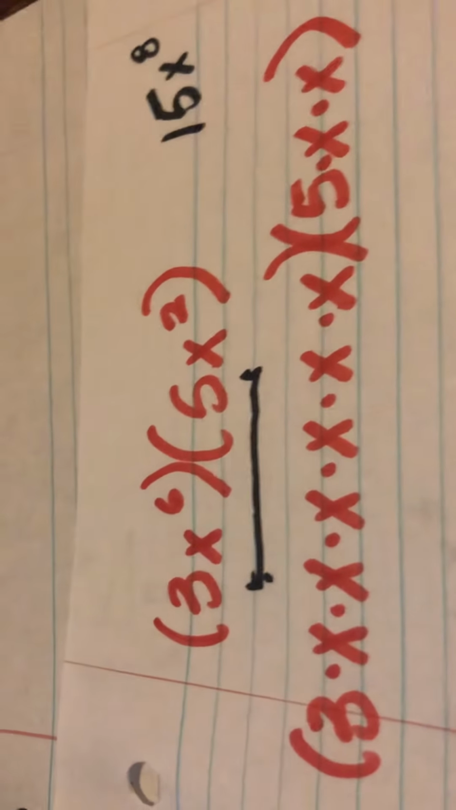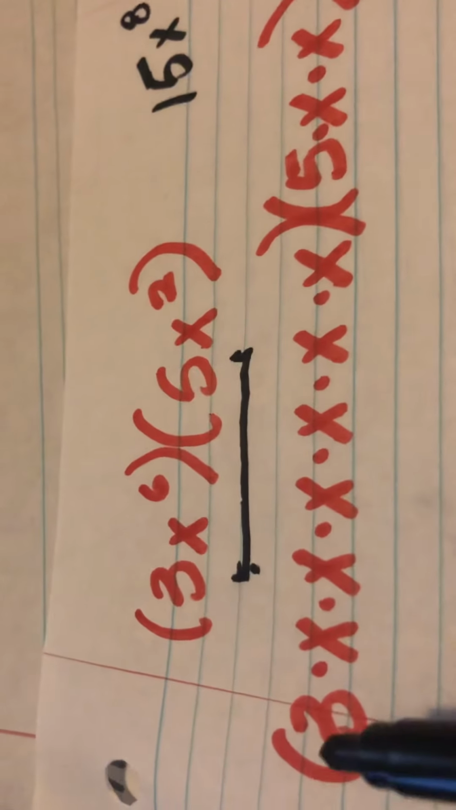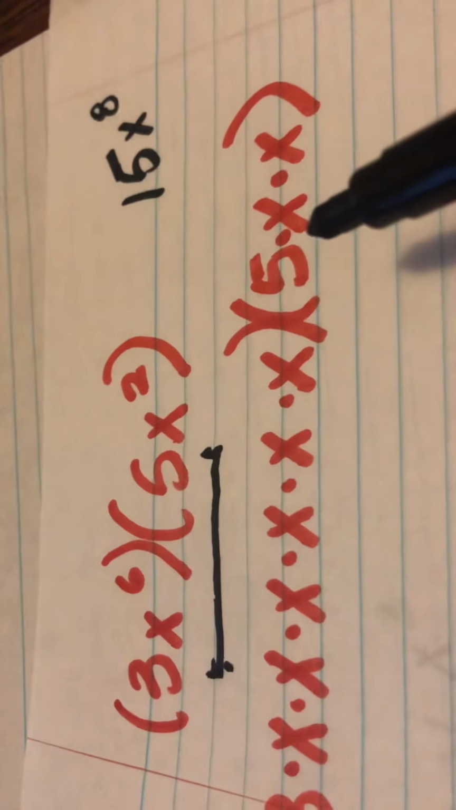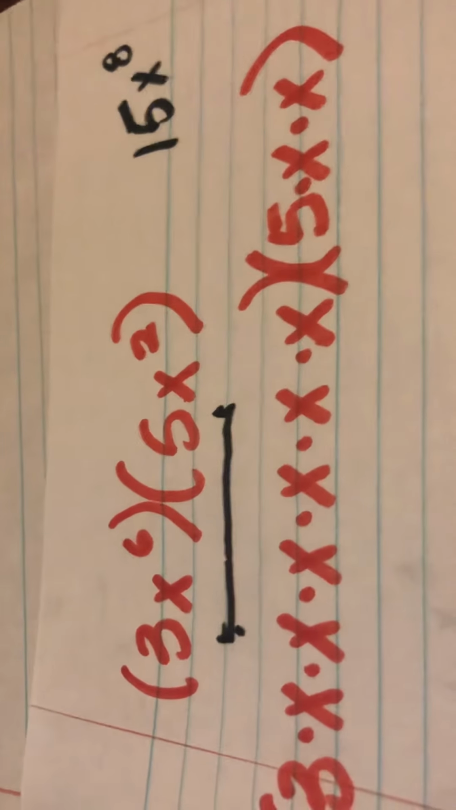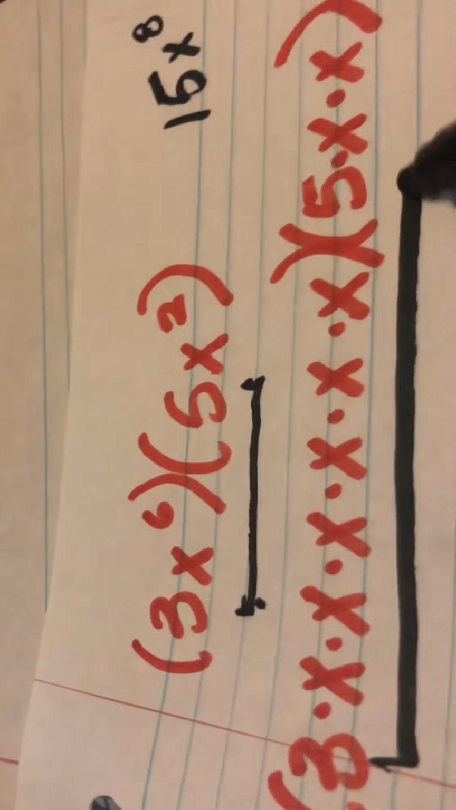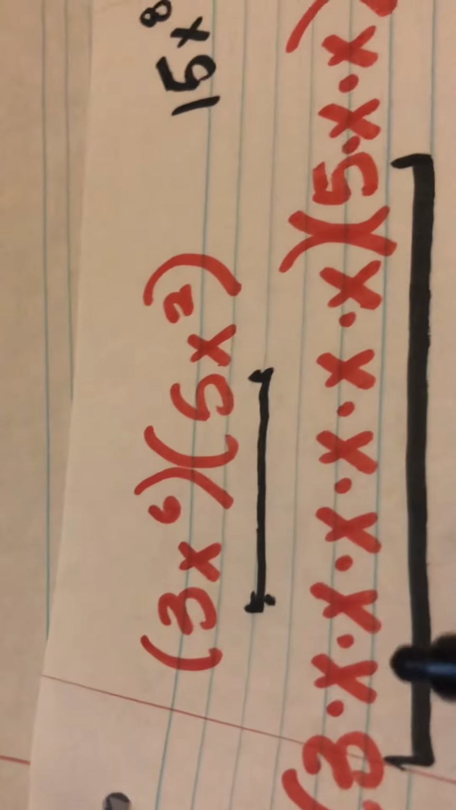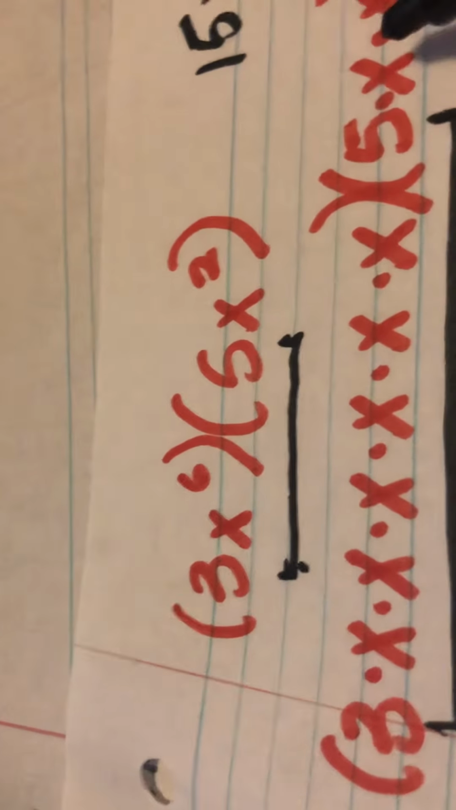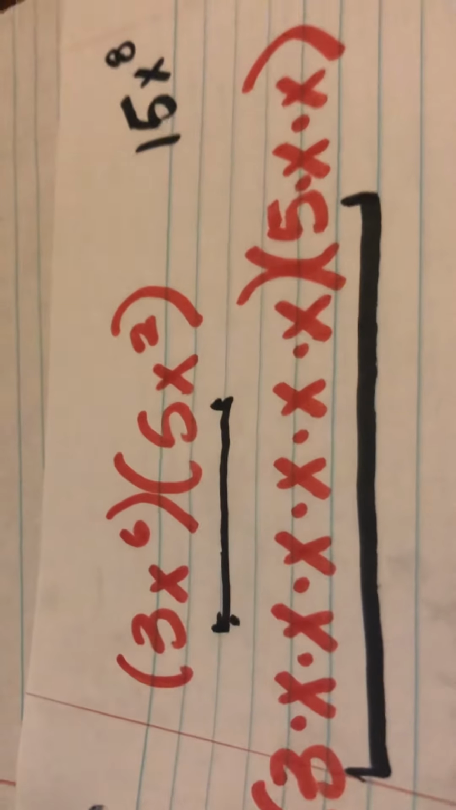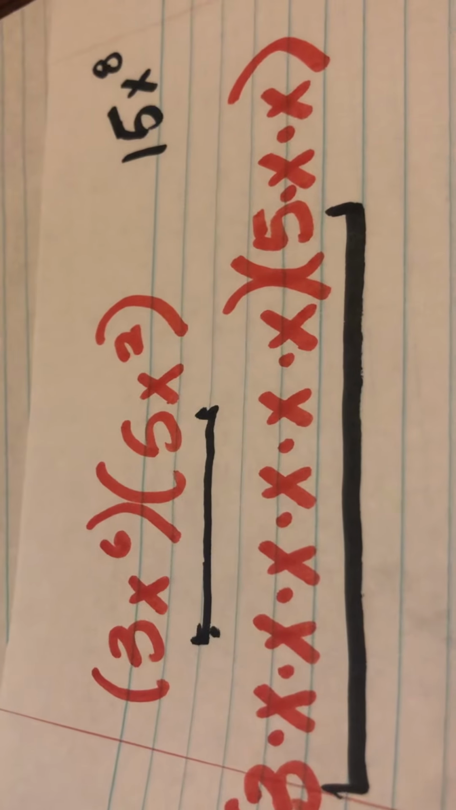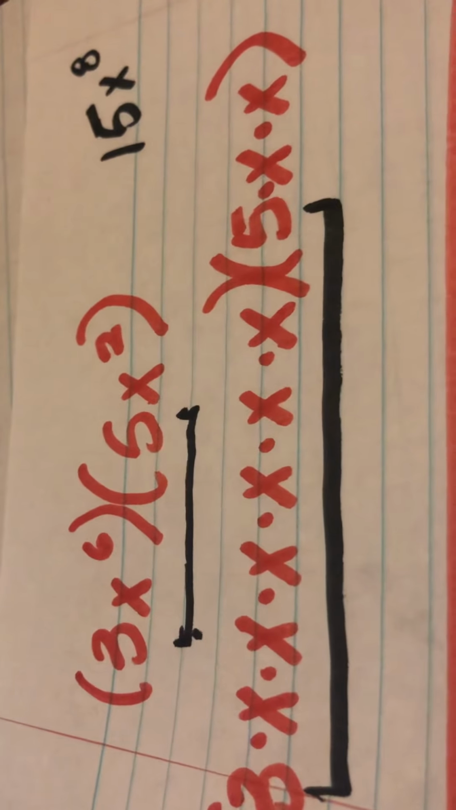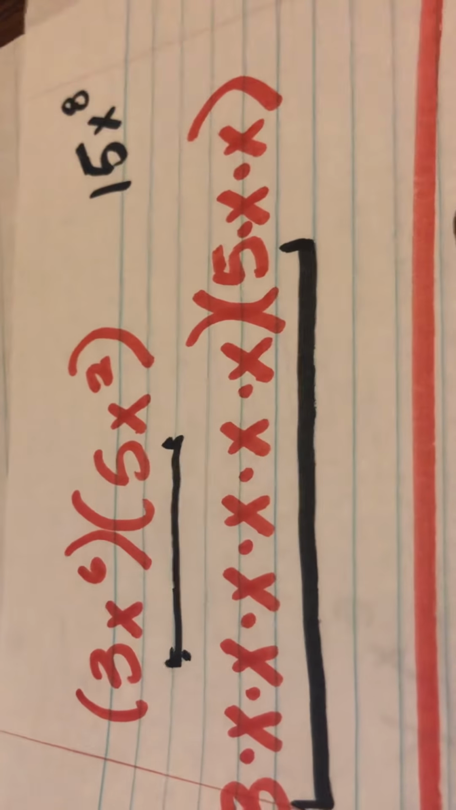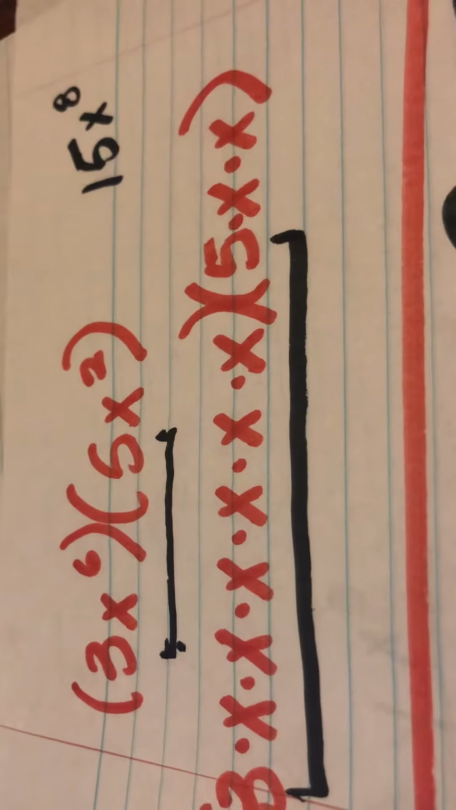If I was to break apart 3x to the 6th power, it would look like this: 3 times x times x times x times x times x times x. And the 5x to the 2nd power would be 5 times x times x. So same thing. We multiply the 3 and the 5 together. So when we multiply this x times x times x times x times x times x times x times x, that's the same thing as x to the 8th power. So basically all you're doing is adding up all of your x variables to give you x to the 8th power. So that's the why.